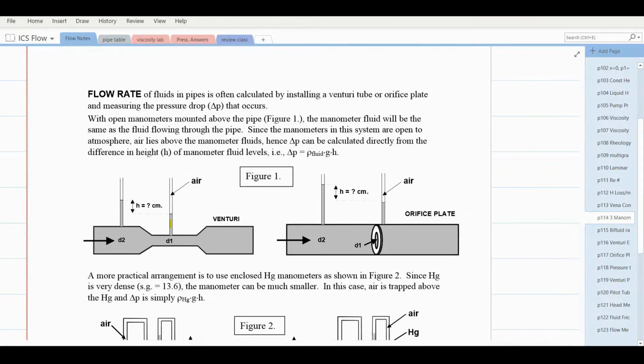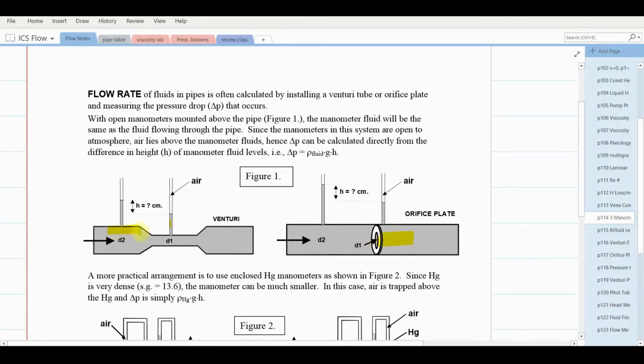Page 114, we're going to look at how to calculate flow rate in pipes using venturis and orifice plates. A venturi is a streamlined constriction in a pipe. An orifice plate accomplishes the same thing. The fluid, the liquid, has to funnel through a small opening. There's a constriction.